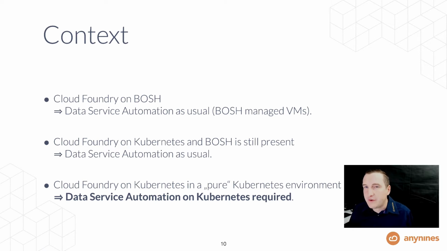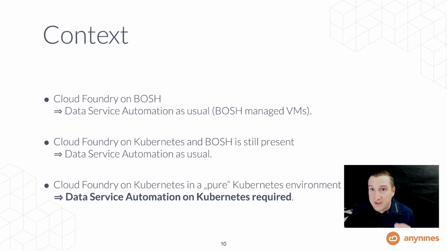If you're running Cloud Foundry on BOSH, the traditional way, which is absolutely fine, then data service automation on BOSH is also fine. You can still use that, and even in certain cases, there's good reason to keep on using it, for example the increased isolation level that virtual machines provide in contrast to pods. If you're using Cloud Foundry on Kubernetes, but you still have a BOSH with access to virtual machine orchestration, then nothing has changed for you either.